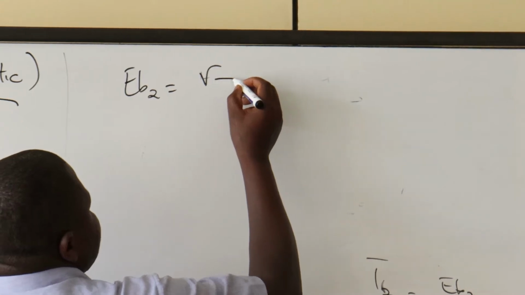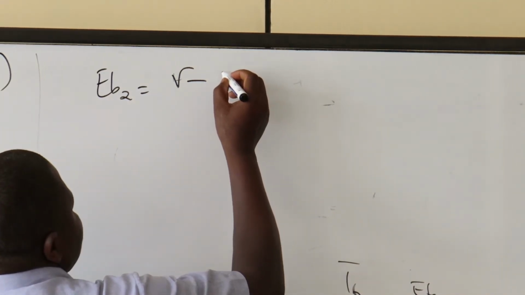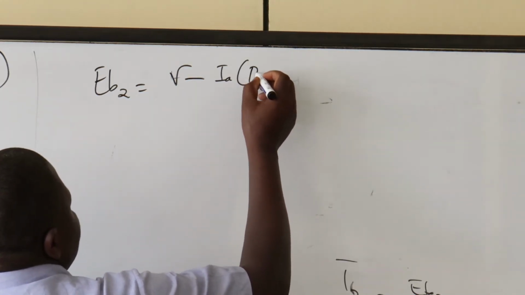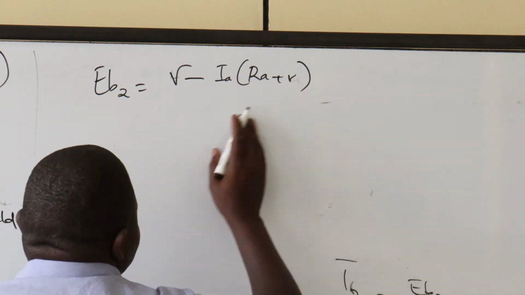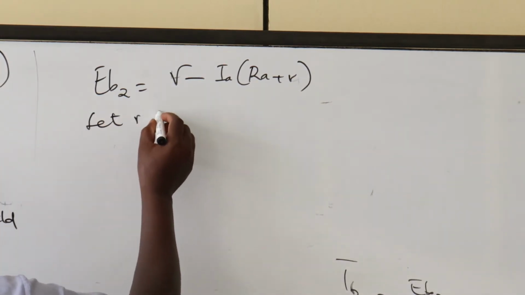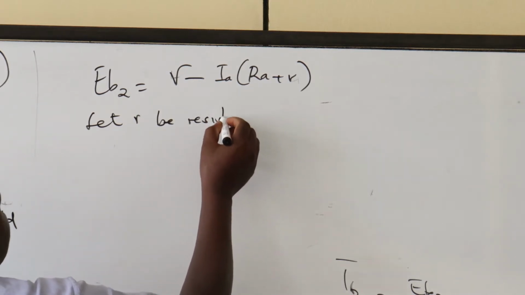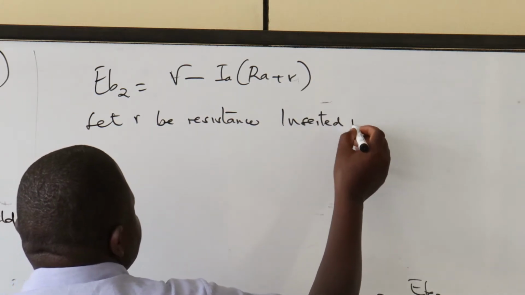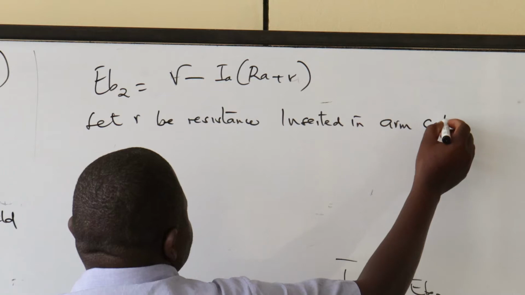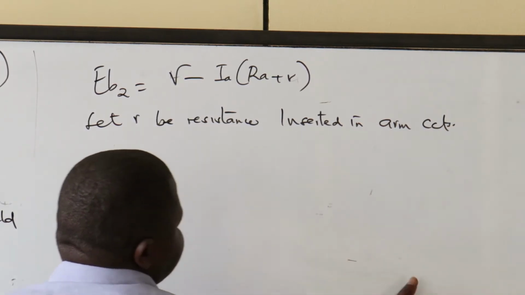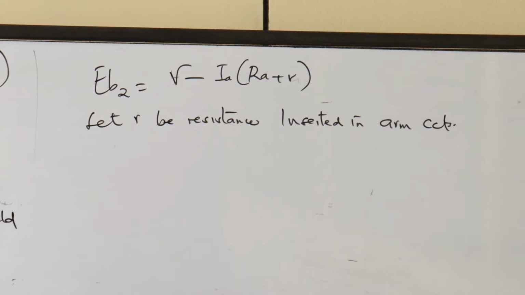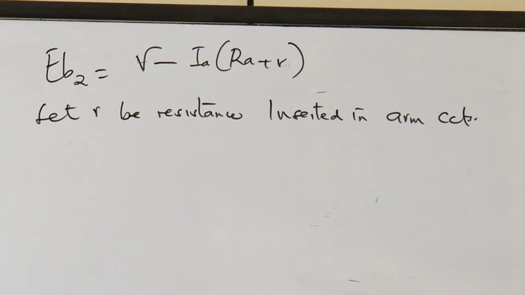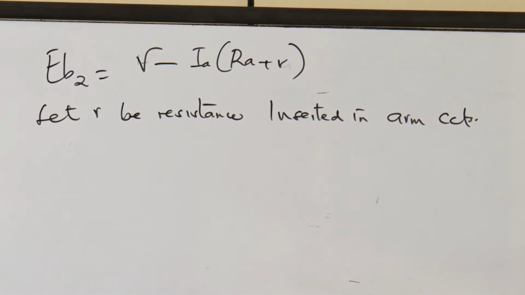EB2 is equal to V minus IA into RA plus R, where we are saying let R be the resistance inserted in the armature circuit. Are you getting that? So now the resistance in series is the small r, to change the speed.